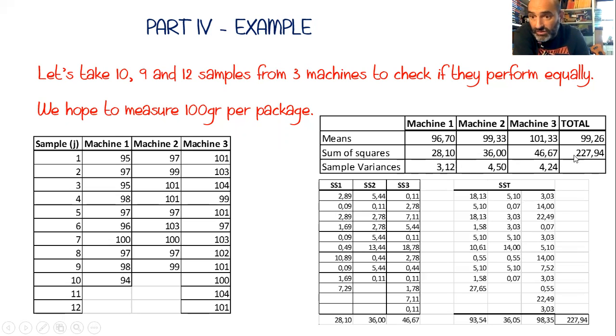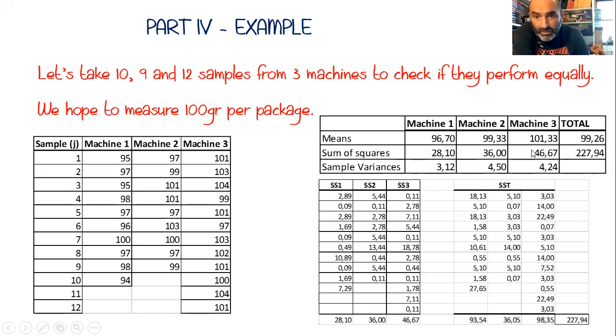I find the sum of squares total. How do I do that? I get the grand mean. This is x double bar, okay? Total mean, x double bar. I do this: 95 minus 99.26 squared, 97 minus 99.26 squared, 100, I do all these deviations with 99.26. Then I do all these deviations again with 99.26 in the second column. The same in the third column. Then I sum up everything. Then I find the sum of squares total.